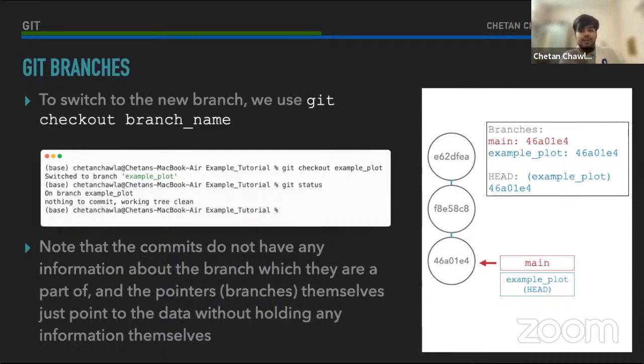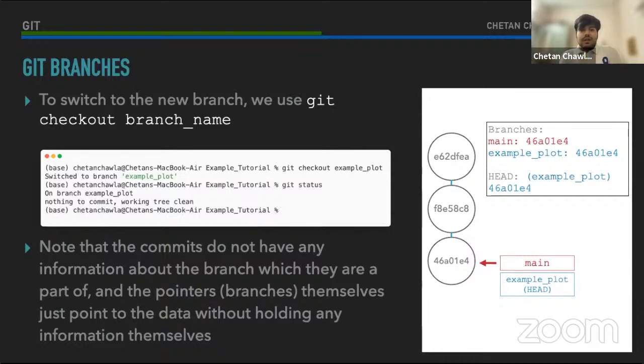And on the right, the commit tree is still the same. But on the branches, we have two branches again, main and example plot, both of which are pointing to the last commit. The only difference now is that we have a head that points to the example plot branch. So this is to say that we are currently on the example plot branch, and the commit is still the last commit. So the head points to the current commit and the current branch.